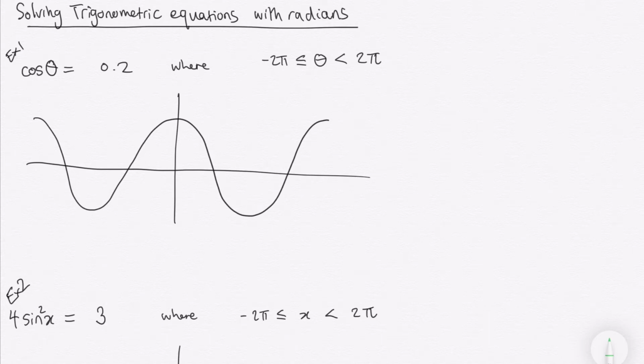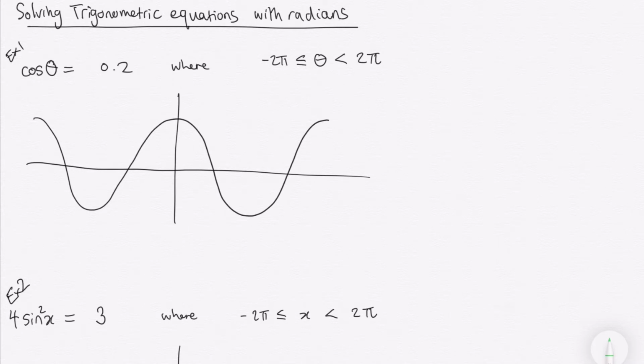Hello Year 12, and in this video we're going to solve some trigonometric equations, and they're very similar to the equations that you did in Year 11, apart from this time we're going to insist that your answers are given in radians. So let's start with the equation cos theta equals 0.2. We want to give our answer in radians.